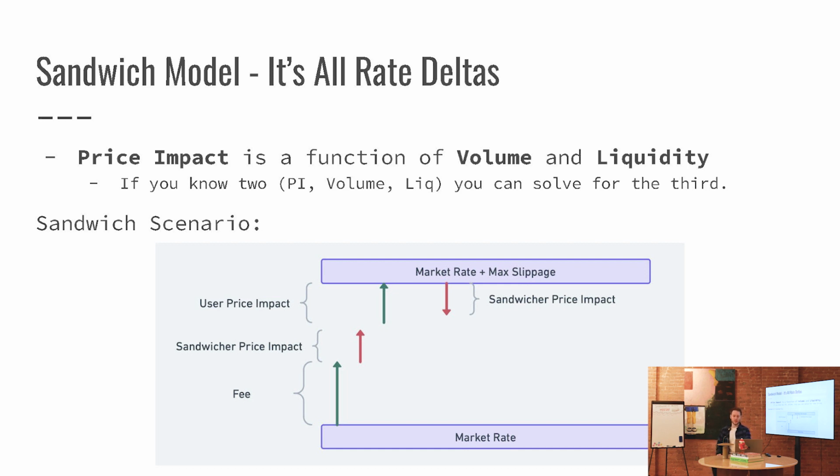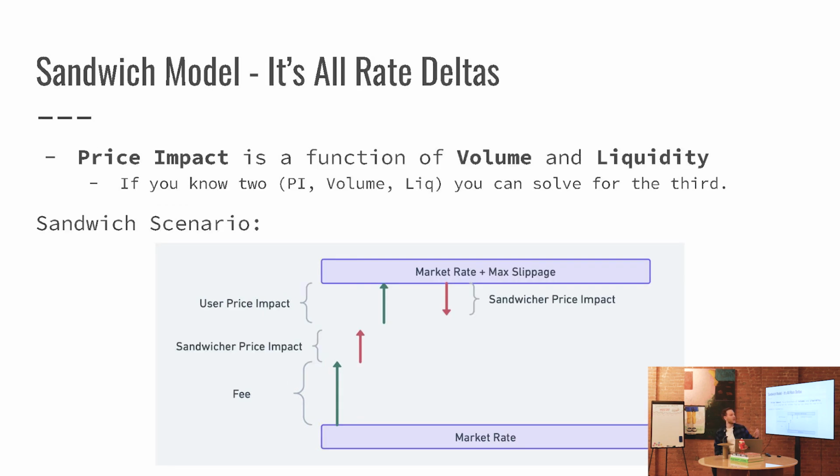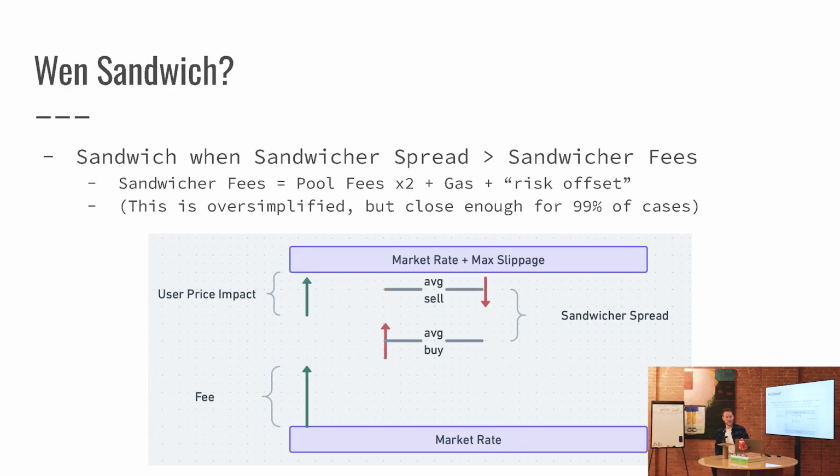And so what is the sandwicher trying to do? Well, if you go back to here, the sandwicher is trying to solve for the delta between this point and that point. They're trying to solve because that is what their own price impact is going to do once they initiate their trade. So they're going to come in, they're going to do their buy, then the user's buy happens, but then the sandwicher also has to sell back on the back end. And so the general idea here is that this is their average buy, this is their average sell, this is the sandwich spread. No pun intended, although I'm pretty proud of that one now that I say it out loud.